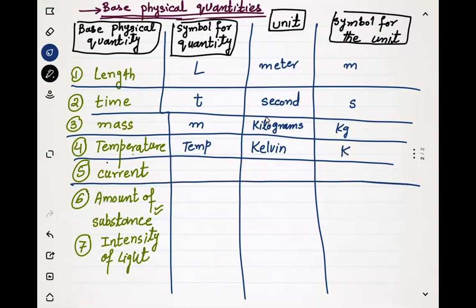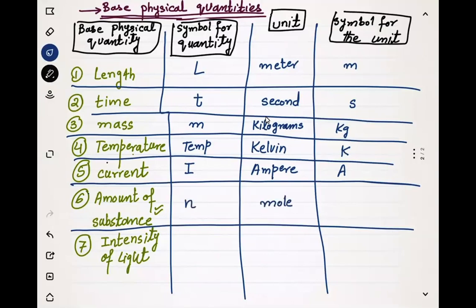Then the next quantity that we have to study is current. Symbol for current is I. Unit for current is ampere, and symbol for ampere is A. Amount of substance: symbol is smaller n. Unit is mole, and this is represented by mol. Intensity of light is represented by capital I. Unit is candela, and it is represented by cd.